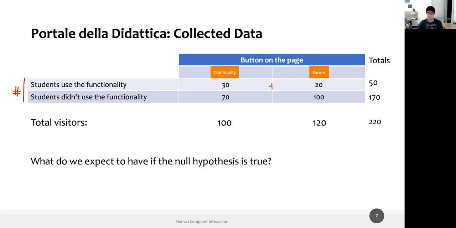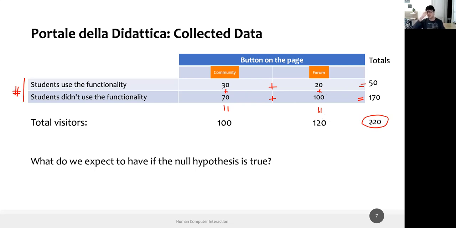I performed the sum of the rows here and the sum of the columns here to have the grand total, essentially. So 30 plus 20, 50, 70 plus 100, 170, and the same things here. And the grand total of the rows and the columns is 220.